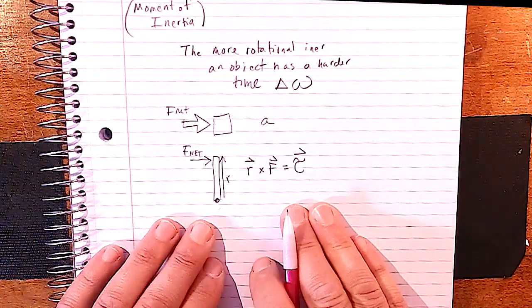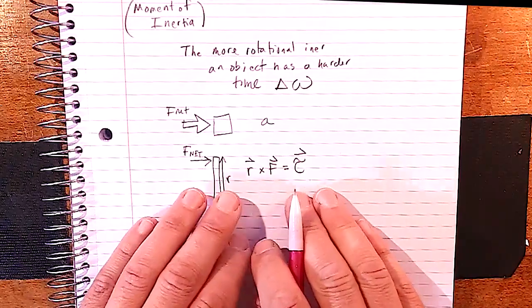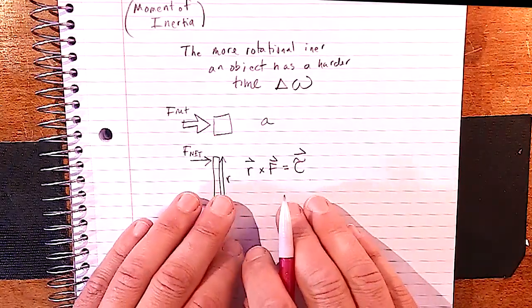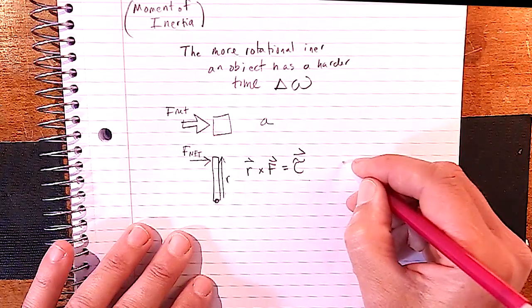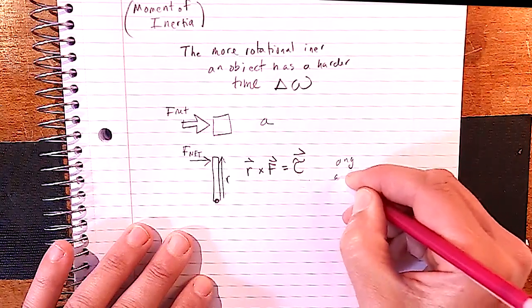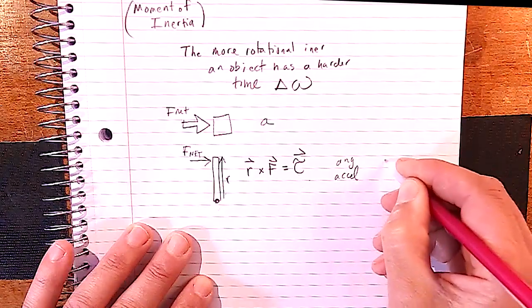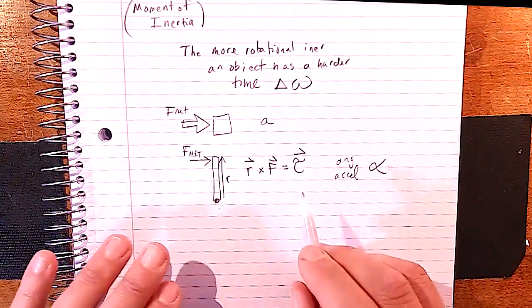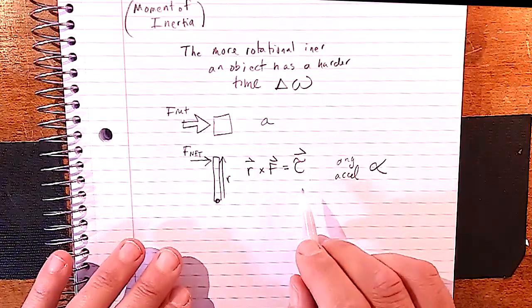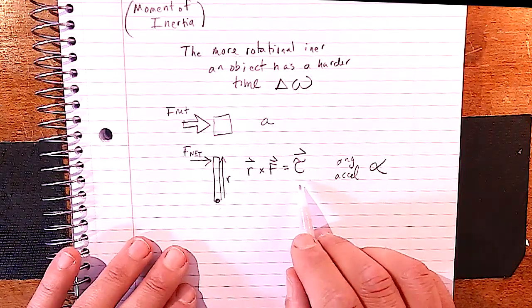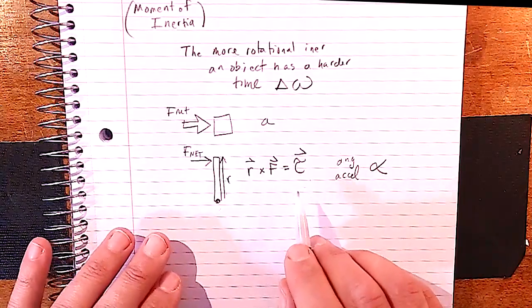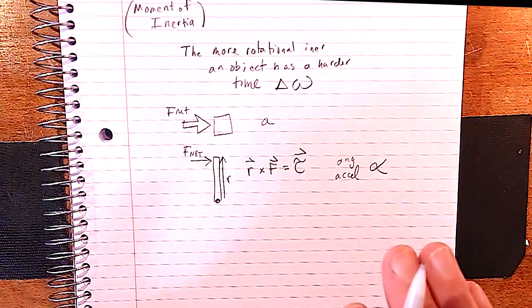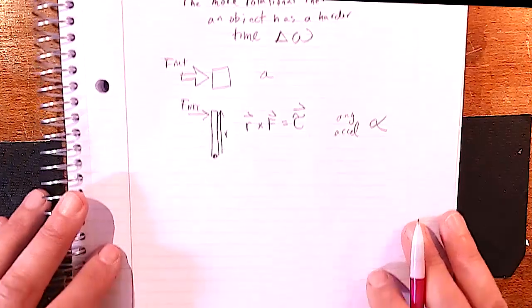Now, I don't want to get into this too deeply, but what you can think of is that a net torque will give rise to an angular acceleration. A net torque will make something alpha. Now, the real definition of this is that it will change the object's angular momentum. But again, this is more complicated, and we will get into that in a different video.